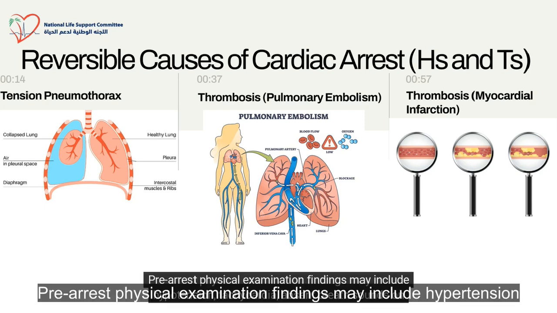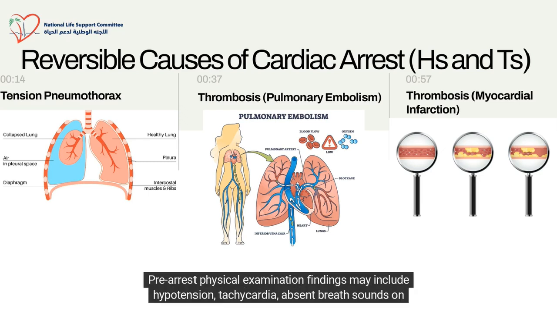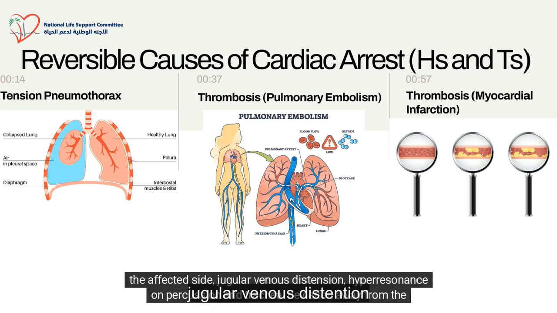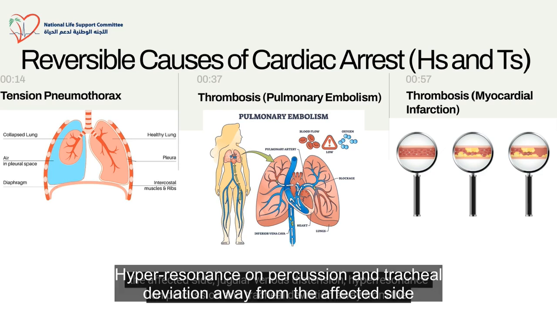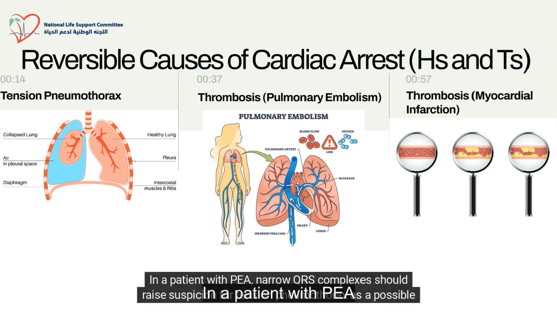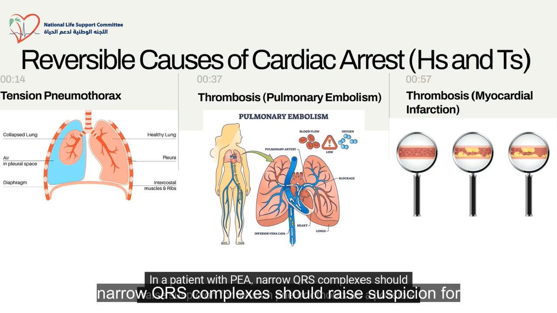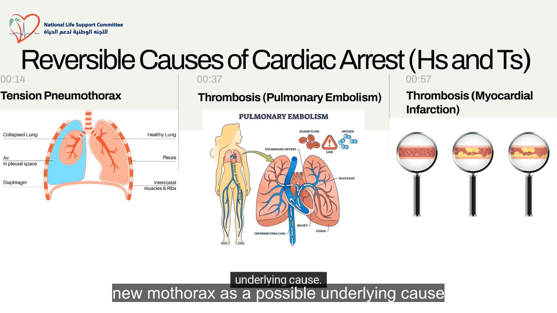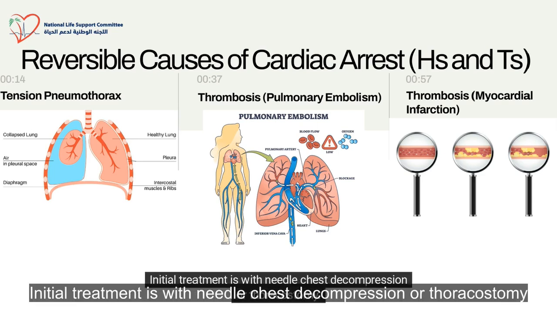Pre-arrest physical examination findings may include hypotension, tachycardia, absent breath sounds on the affected side, jugular venous distension, hyperresonance on percussion, and tracheal deviation away from the affected side, a late sign. Difficulty ventilating the patient may also be a sign of tension pneumothorax. In a patient with PEA, narrow QRS complexes should raise suspicion for tension pneumothorax as a possible underlying cause. Initial treatment is with needle chest decompression or thoracostomy.